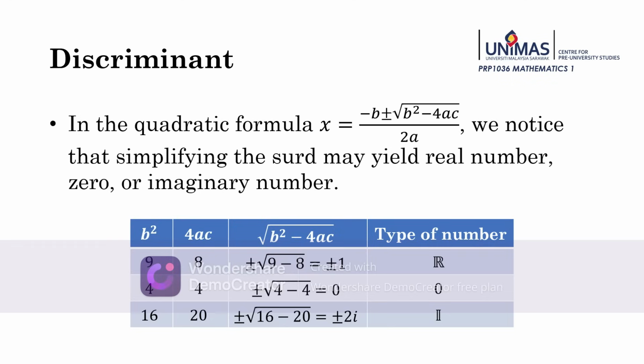If your b squared equals 4ac, which is 4 equals 4, you will get 0, so you will get the same root twice. And then if you have b squared is 16 and your 4ac is 20, so b squared is less than 4ac. So when you solve your square root, you will get the square root of a negative value, so this will give you a complex number.